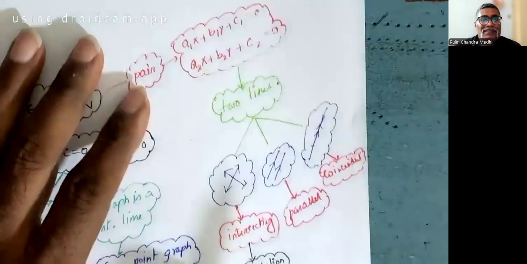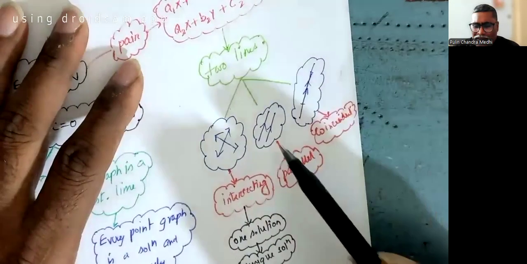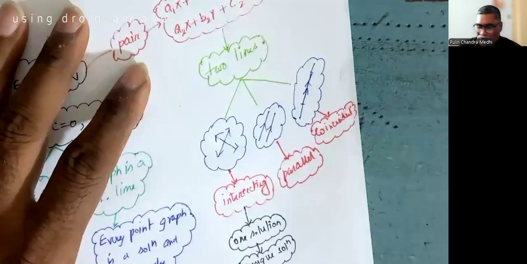Then we'll come to the parallel. Look at the lines. Parallel. How many points will they intersect?